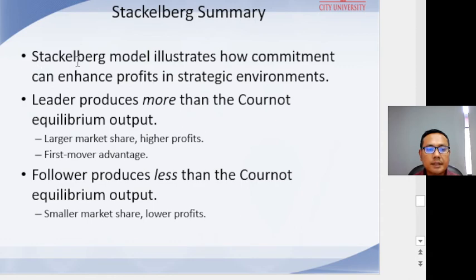So in summary, the Stackelberg model illustrates how commitment can enhance profits in a strategic environment. In this Stackelberg model, we have a leader in the market. The leader produces more than the Cournot equilibrium output, so it gets a larger market share, higher profit, and a first mover advantage. And the follower produces less than the Cournot equilibrium output.